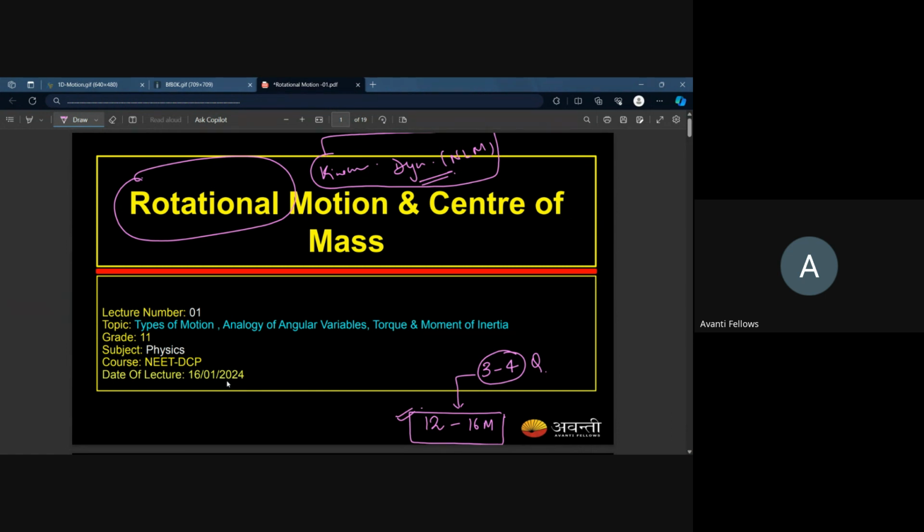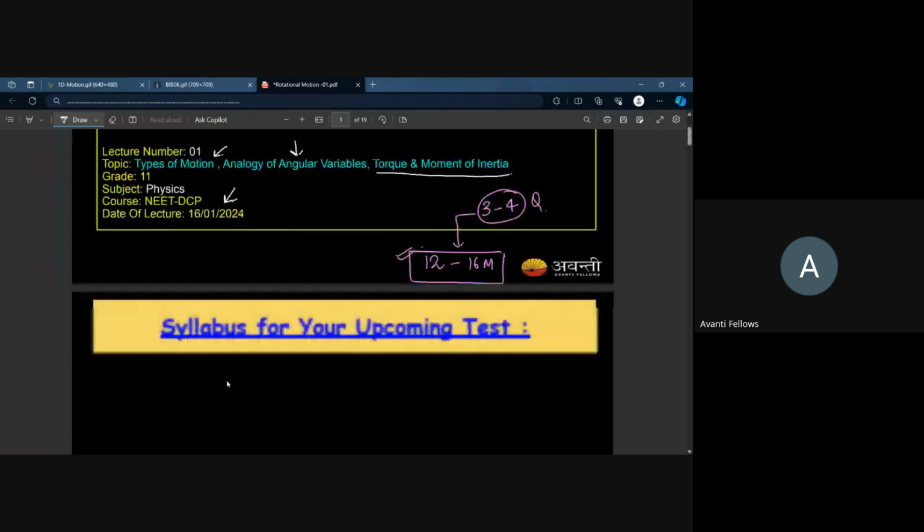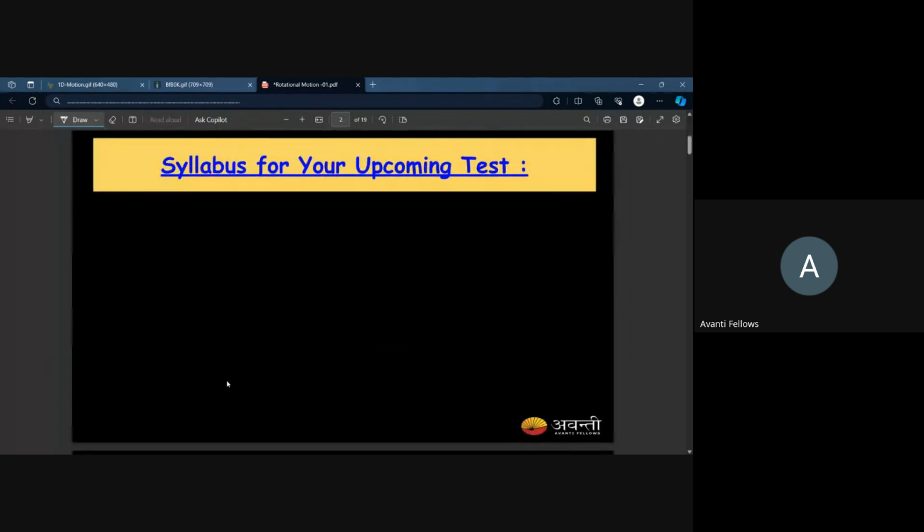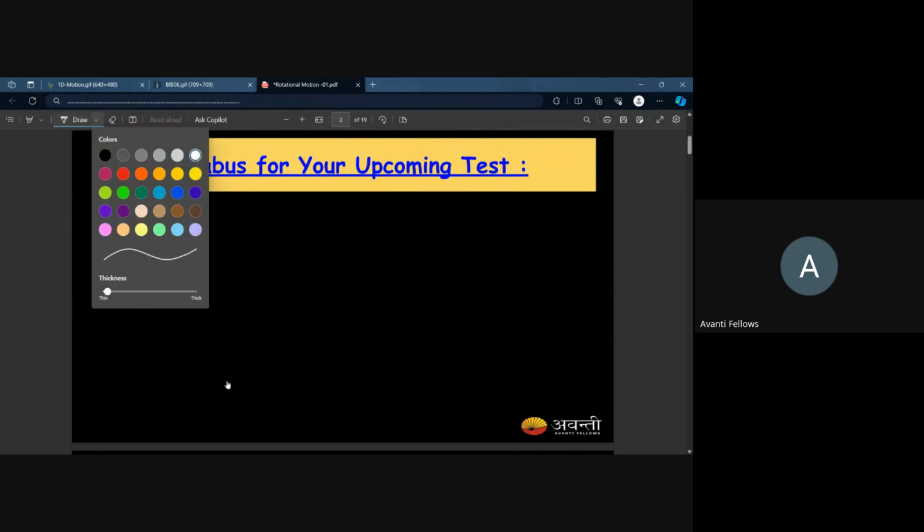In today's lecture, I'm going to cover the types of motion, the analogy of angular variables with linear variables, and these two things, torque and moment of inertia. Okay, today it is 16th of Jan. Let's start our lecture.